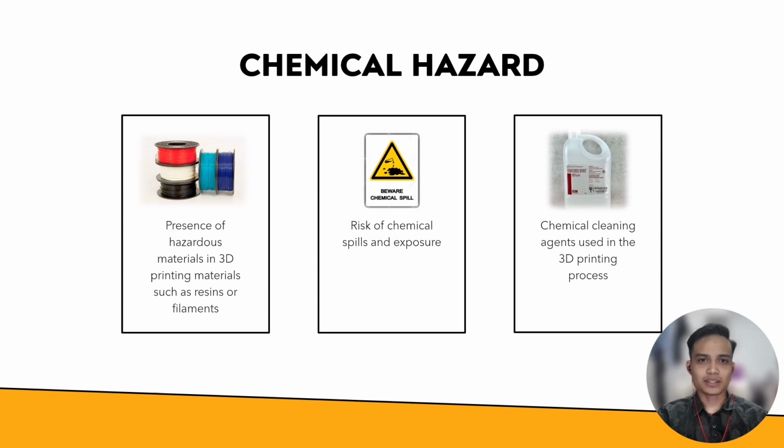To mitigate this hazard, it is important to provide appropriate personal protective equipment (PPE), such as gloves, safety goggles, and lab coats to protect against chemical exposure. Next is chemical cleaning agent. Used in the 3D printing process, this agent may contain hazardous chemicals that require careful handling. To mitigate risk, it is advisable to use less toxic or eco-friendly cleaning agents whenever possible.